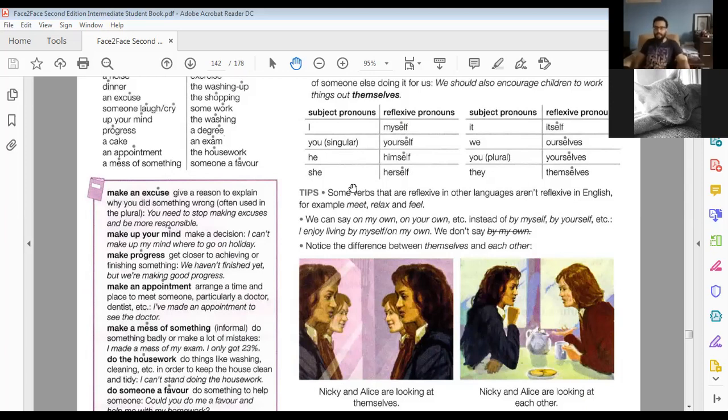They're not reflexive in English. Relax and feel are not reflexive. We just say I feel bad, I feel good, I feel happy.